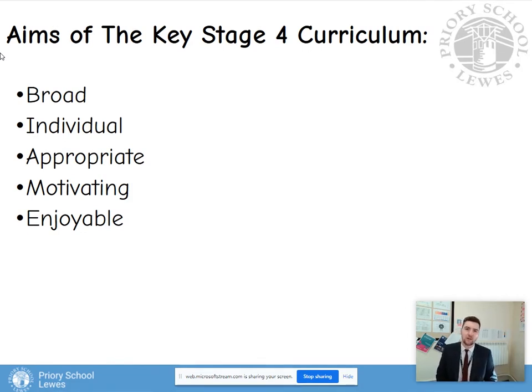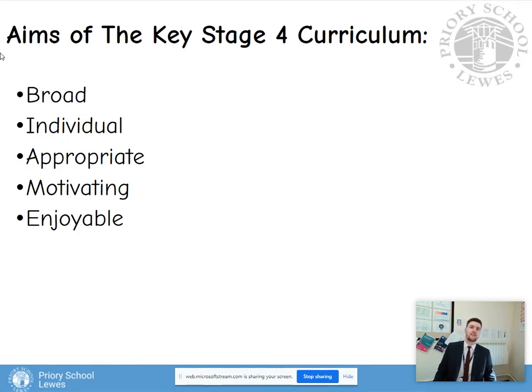It has to be individual. We're aware that all of you have different backgrounds, you have different life experiences, so as a school, our job is to try and help you as an individual have your needs met. It's got to be appropriate, like I said. It'd be silly you choosing a pathway that we knew might not be quite right for you. We've got to help you choose one that is appropriate for you.